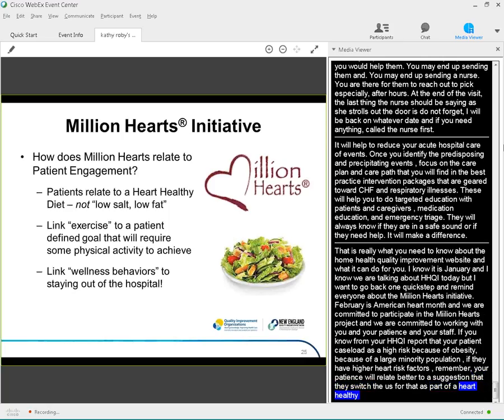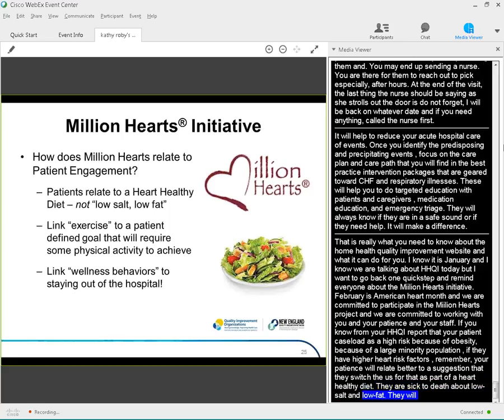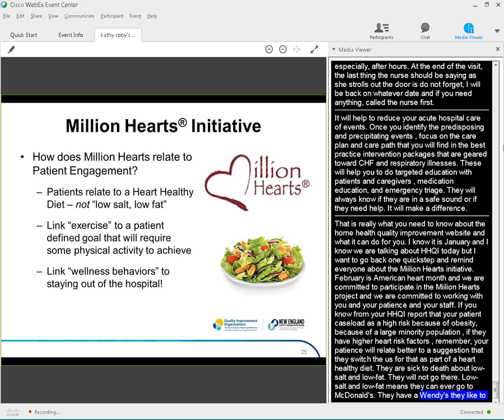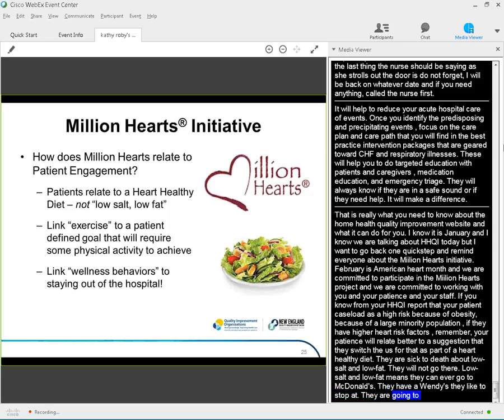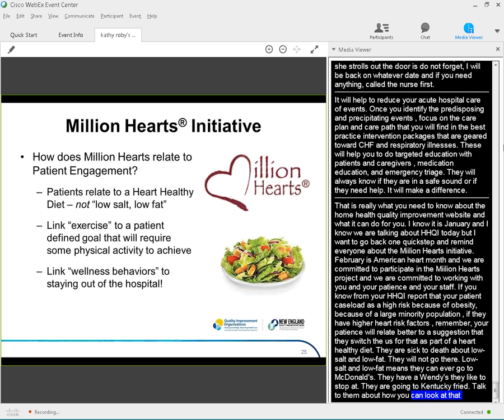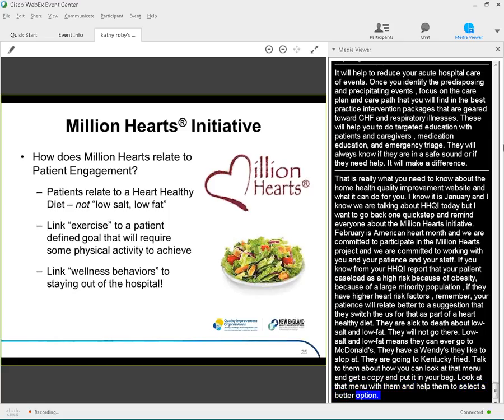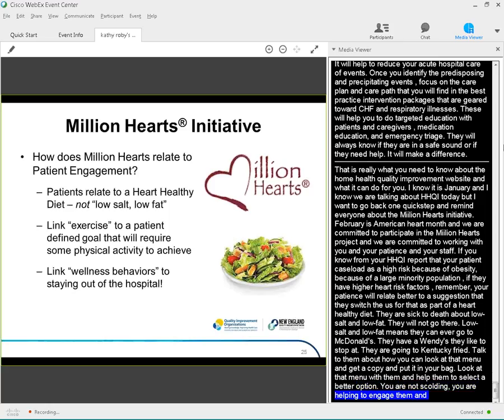Low salt, low fat means they can never go to McDonald's again. They have a Wendy's they like to stop at. They're going to Kentucky Fried. Talk to them about how you can look at that menu. Get a copy. Put it in your bag. Look at that menu with them. Help them to select a better option. You're not scolding. You're helping to engage them in how they can address their obesity, their minority status, risk factors, so that you can improve their heart health.